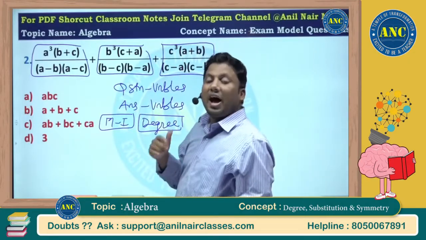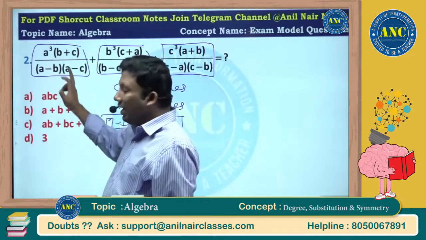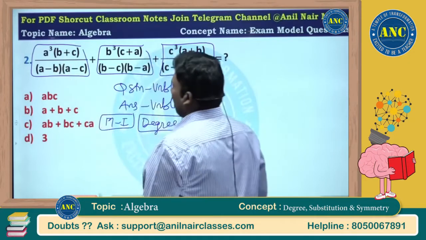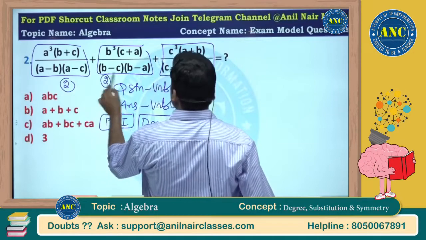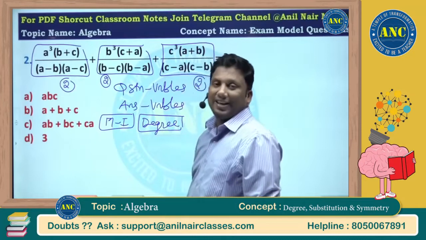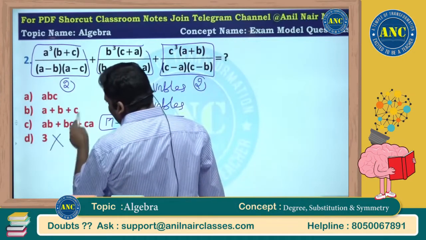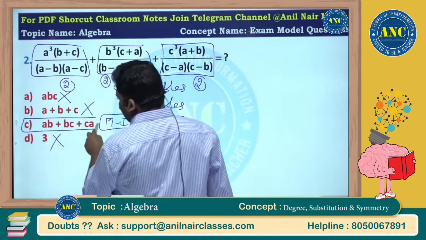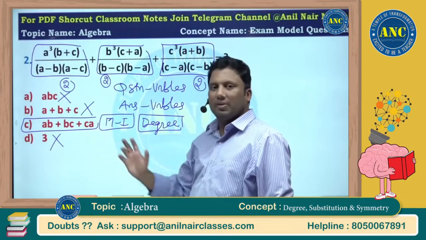What is the degree? The highest power of a term. 3a cube b, degree 4. a into a square, degree 2. Degree 4, degree 2. So here the degree is 2, here also 2, here also 2. What will the answer degree be? The answer degree will be 2. This option is degree 0, this is degree 1, this is degree 3. So the answer will be AB plus BC plus AC.